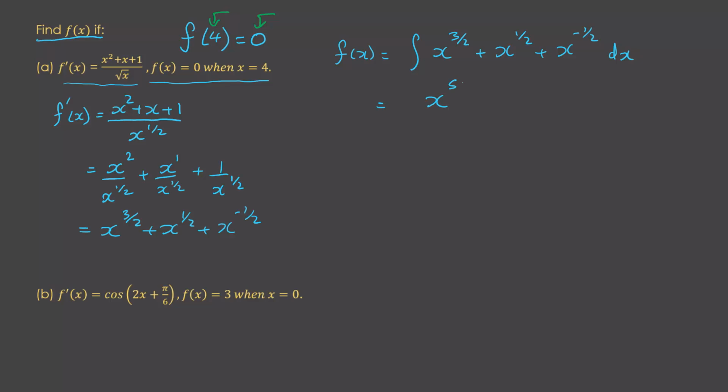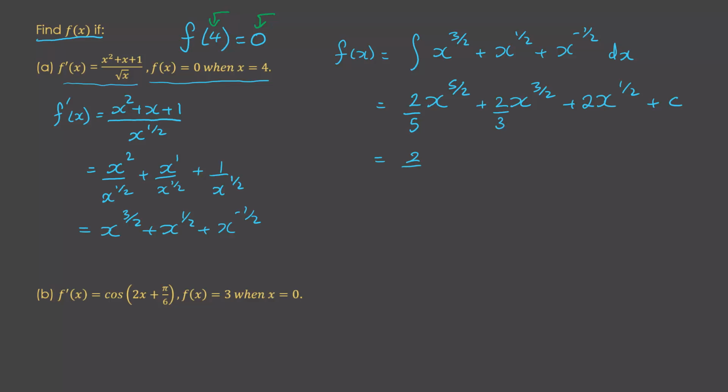So that's x to the 5 over 2 divided by 5 over 2. But remember, keep, flip, change. Dividing by 5 over 2 is the same as multiplying by 2/5. This is going to be x to the 3 over 2 divided by 3 over 2. By the same token, this is multiplied by 2/3. And then we have x to the half divided by a half. Dividing by a half is the same as multiplying by 2, plus a constant.